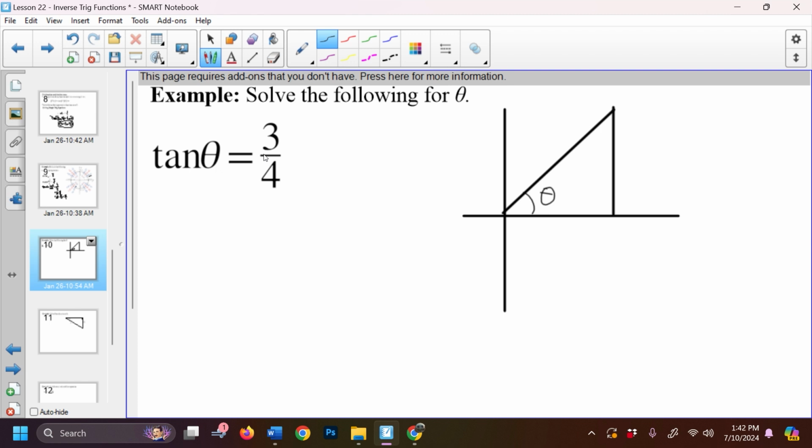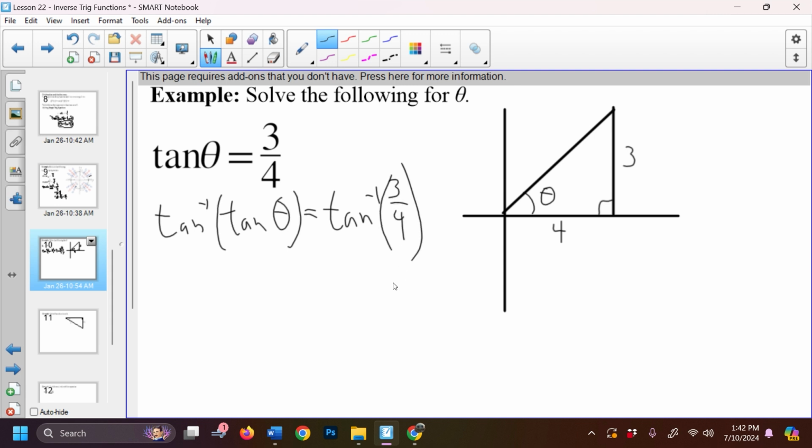Now, I don't know what the actual lengths of this triangle are, but I know that the opposite side to the adjacent side have to have a ratio of 3 over 4. So we're just going to let these numbers stand in. And if I take the arctangent of both sides, so I go tangent inverse of the tangent of theta is equal to the arctangent of 3 over 4. And after we do this a couple times, you could probably skip this intermediate step. But that gives me theta by itself. And I've got my tangent inverse of 3 over 4.